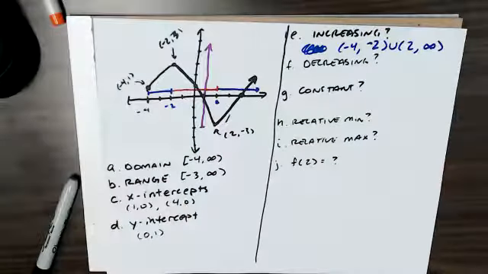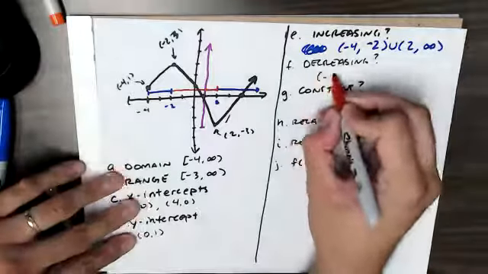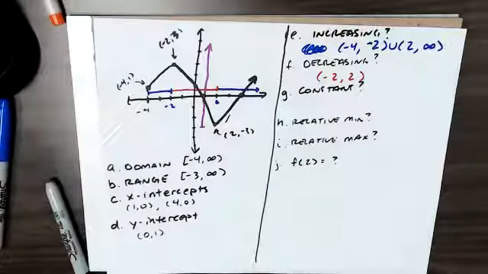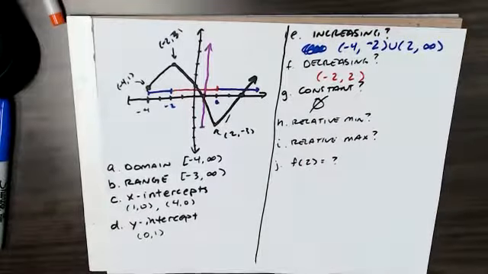Okay? And now decreasing, I've only got one interval. That's that red interval, right? From -2 to 2, I'm decreasing. I am not constant. I'm not flat-lined at all, so I'm going to put a big circle with a line through it for the null set, okay? I'm not constant at all.